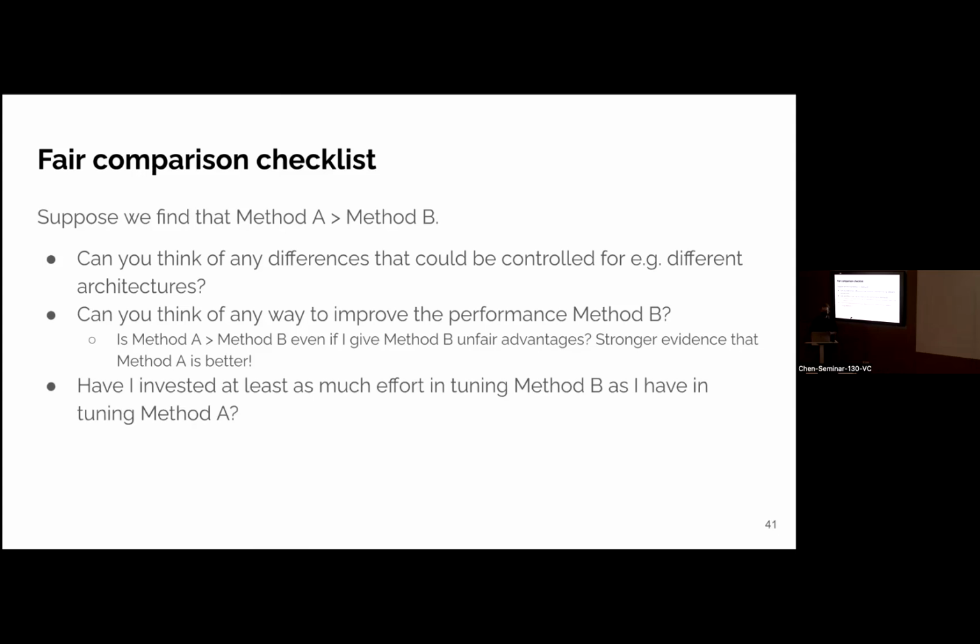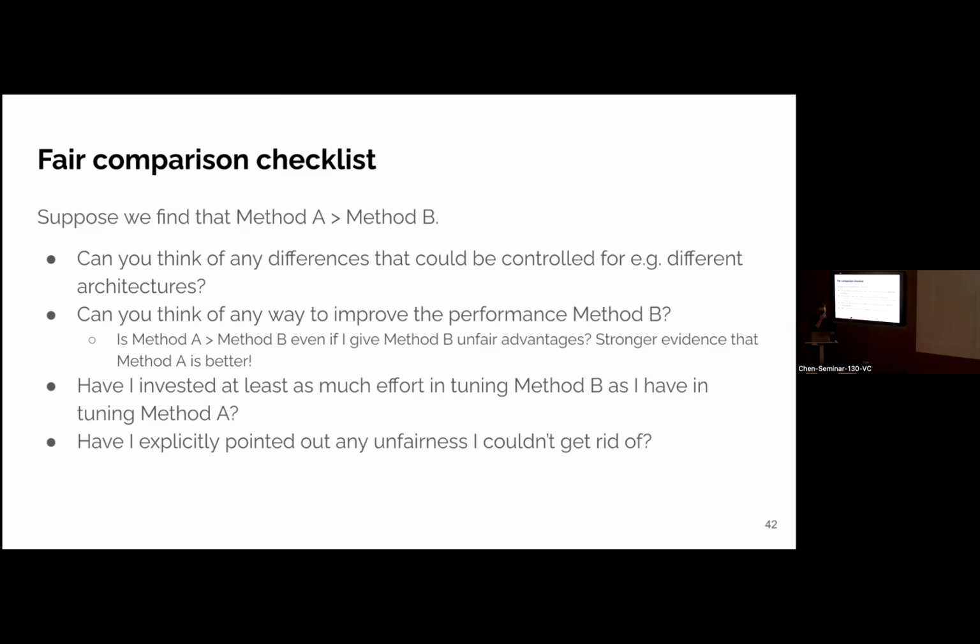This is a big one. Have I invested at least as much effort in tuning method B as I have in tuning method A? We talked about this a minute ago, but we have the method that's our favorite and we want it to win the race, and so we tend to spend more time tuning those than the boring baselines that everyone else is using. But it's important to make sure that both methods are getting reasonable amounts of effort for hyperparameter tuning.